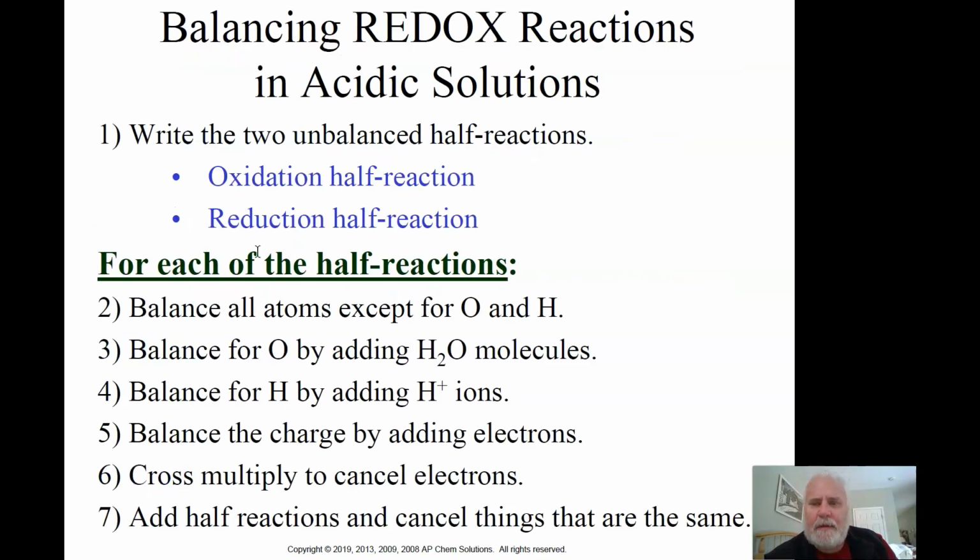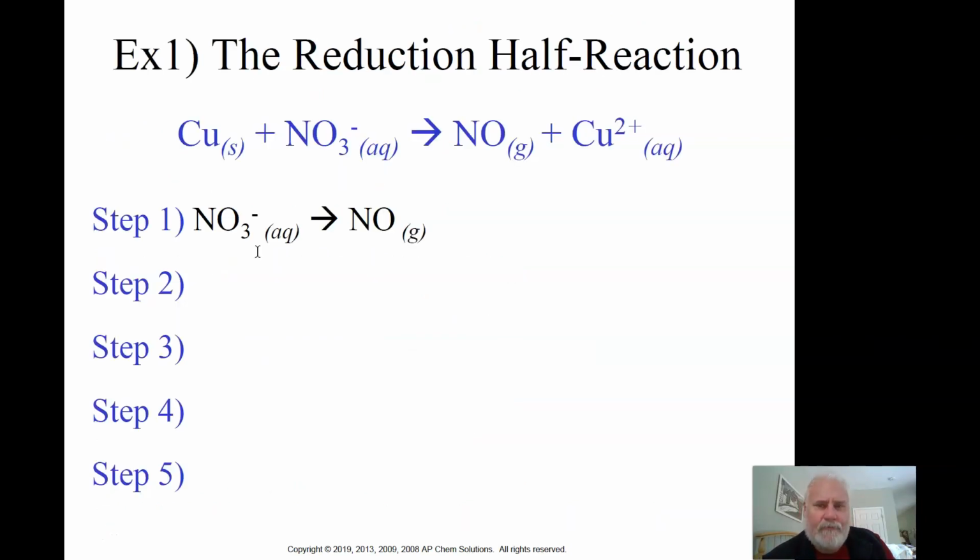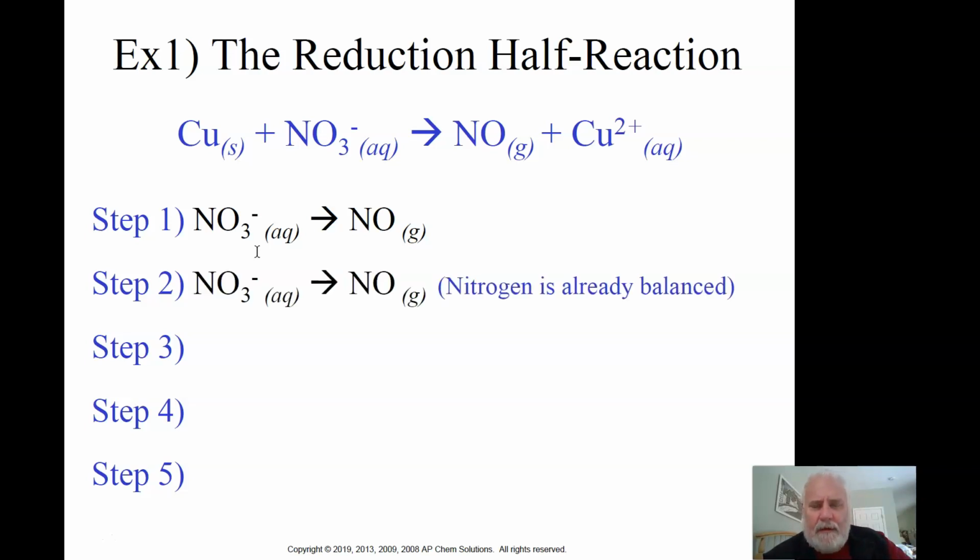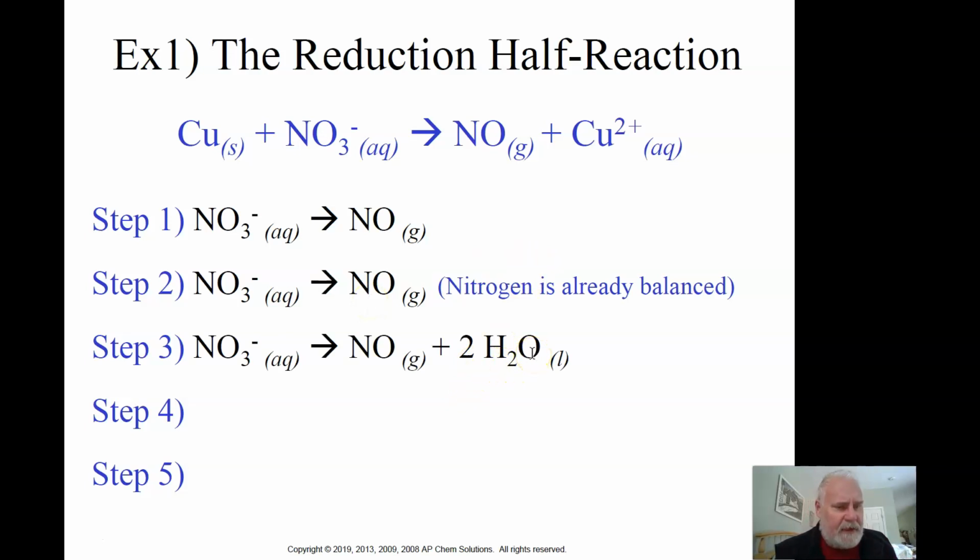So then you go, okay, now what's step 3? And you keep referencing this. I'll just keep clicking back to it here. Now you balance oxygen by adding H2O molecules. Okay? So how do we do that? Well, the oxygen, there's 3 over there, so I can just add 2 H2O molecules. Now these are aqueous solutions, so liquid will always be the form that you use for H2O. So there's your NO3 minus, your NO. Now the oxygens are balanced.